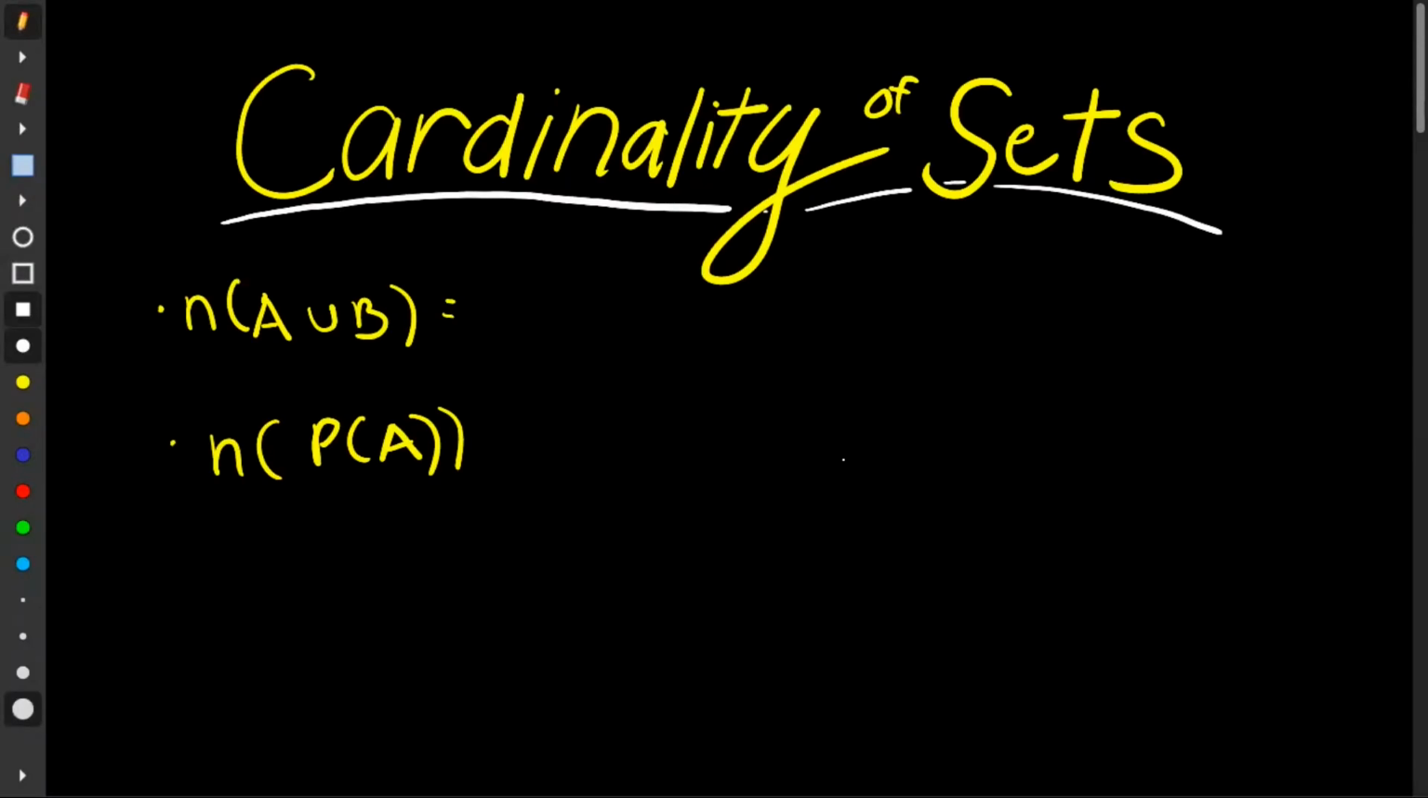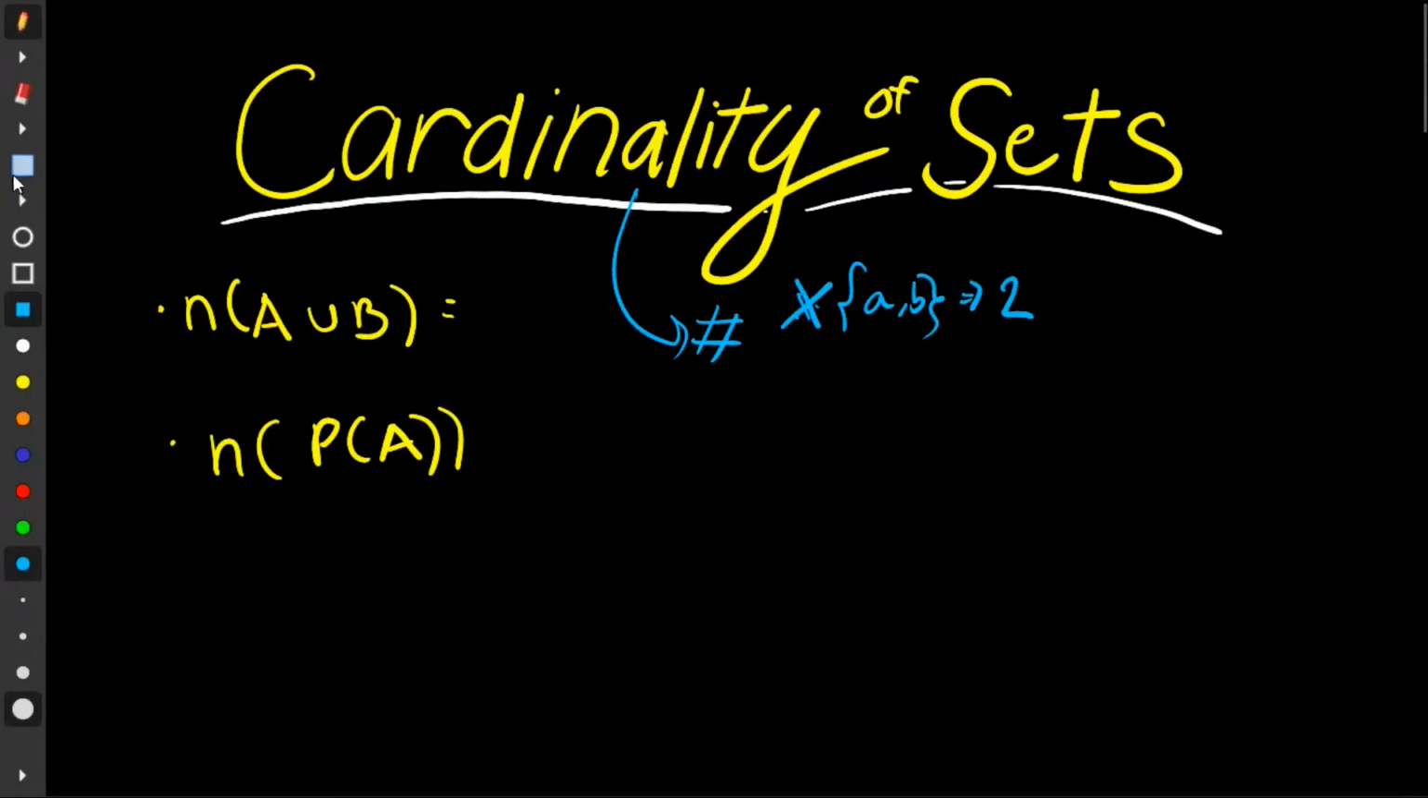So for this video, we'll be talking about the cardinality of sets. First, when we refer to the cardinality of a set, it simply refers to the number of elements in a set. Say we have X equals {a, b}, then its cardinality is simply 2, since X has 2 elements in it.